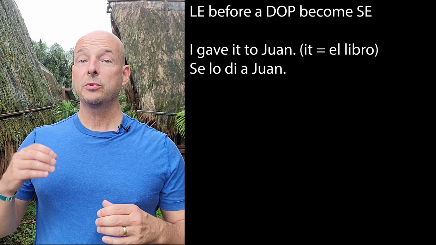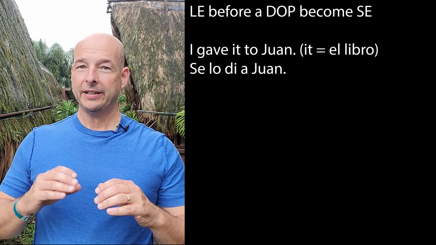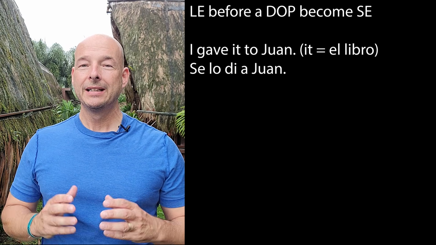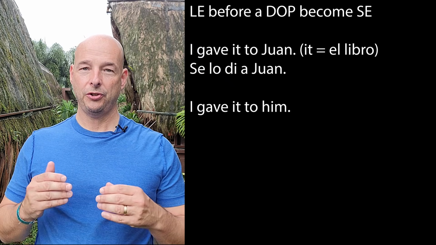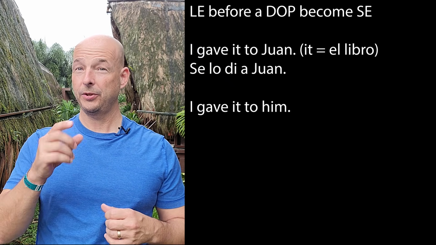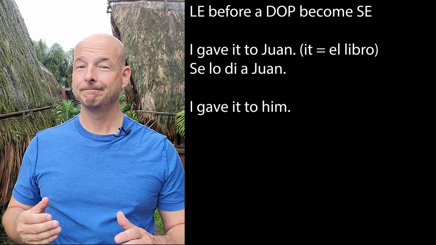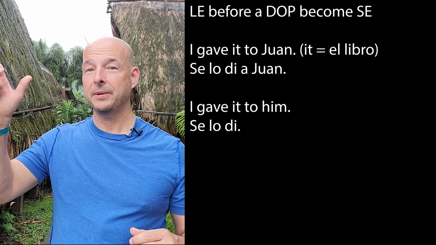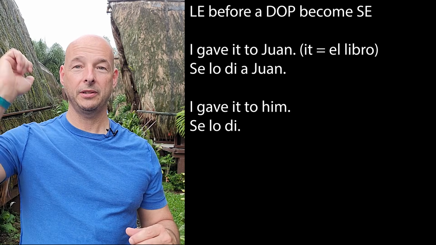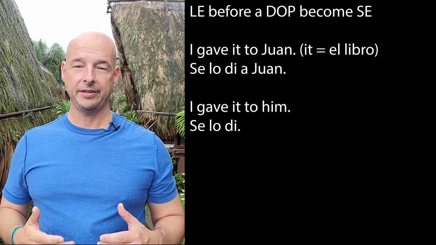Now let's see if you're starting to recognize the pattern. Take a look at the sentence we just made. Let's say I want to change it to say, I gave it to him. You think you can do that? Se lo di. That's it, right? We're dropping the a Juan, just like we did before. In that case, it's all about context, right?